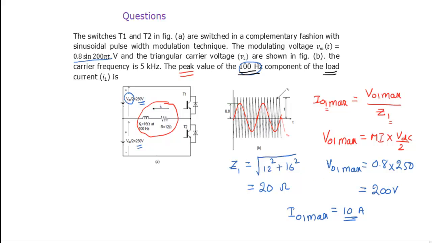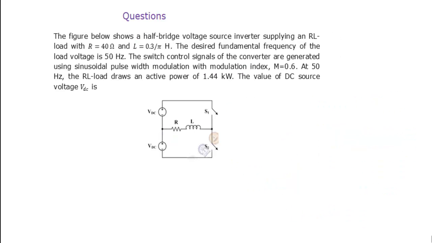So that is equal to V01 max divided by Z1. Z1 we can calculate from the load, and V01 max can be calculated from the PWM technique using this equation. Substitute everything and then get the answer. That's it. Move on to the next question, and this is the last question for the inverters.